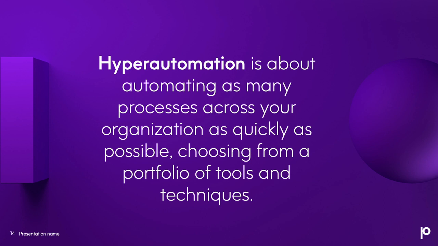In summary, hyperautomation is about automating as many processes across your organization as quickly as possible, choosing from a portfolio of tools and techniques. It's not about choosing one solution. It's not just about saying we're an SAP-first and SAP-only shop, or we're just going to use UiPath, or just Blue Prism. It's about figuring out your portfolio of tools and which one or set of tools will be most effective for a use case. Hopefully, after you've seen this presentation, you'll get the sense that we believe very firmly that the Precisely Automate portfolio and our platform can be the core of that hyperautomation strategy for you.